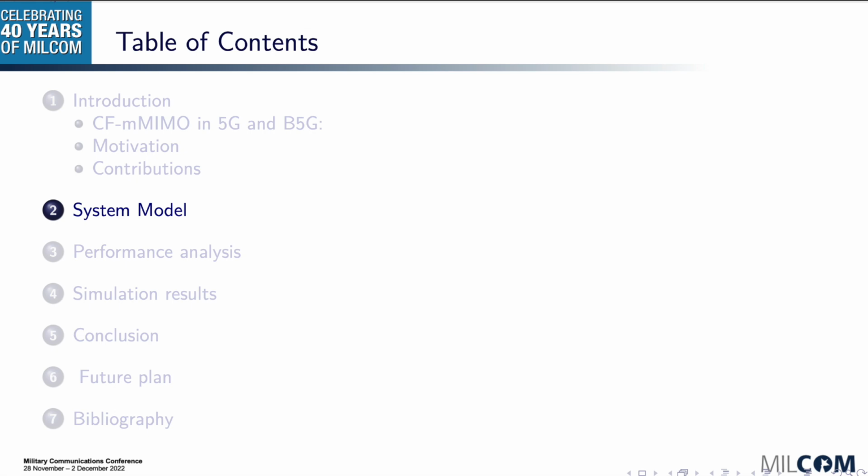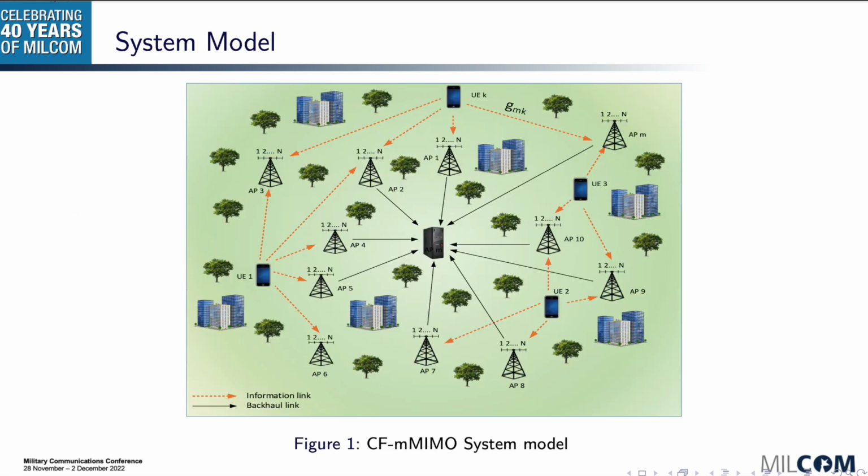Here we go with the system model for the cell-free massive MIMO network consisting of a CPU, M geographically distributed access points, and K arbitrarily distributed single antenna user equipments, as we can see in Figure 1.